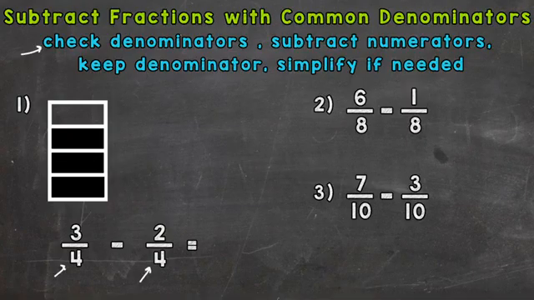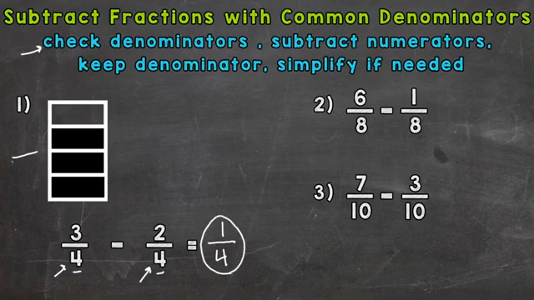So in this case, we do have a common denominator, so we can go to the next step of subtract the numerators. So we can do 3 minus 2 is 1, and then we keep our denominator 4 the same. So our answer is 1/4. And always check to see if you can simplify, but in this case, 1/4 is in simplest form. The only common factor between 1 and 4 is 1, so this is our answer.